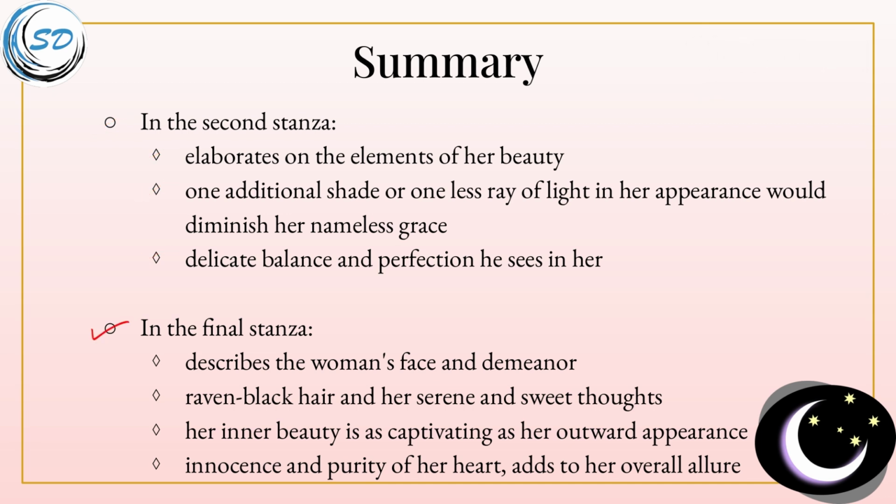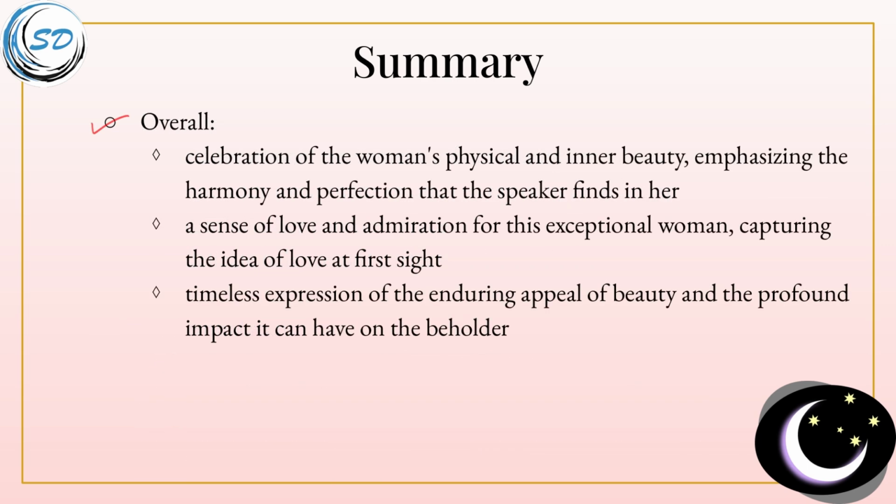In the final stanza, the speaker describes the woman's face and demeanor. He mentions her raven black hair and her serene and sweet thoughts, suggesting that her inner beauty is as captivating as her outward appearance. He also notes the innocence and purity of her heart, which adds to her overall allure. Overall, She Walks in Beauty is a celebration of the woman's physical and inner beauty, emphasizing the harmony and perfection that the speaker finds in her.